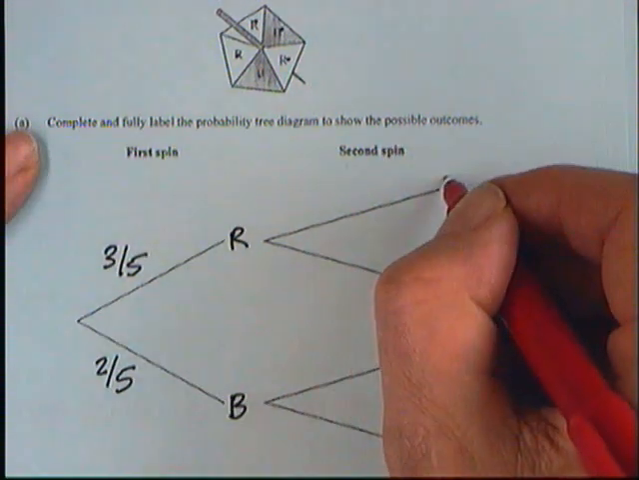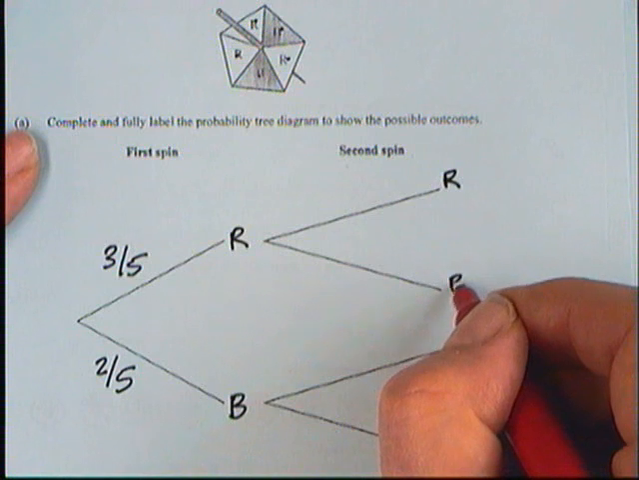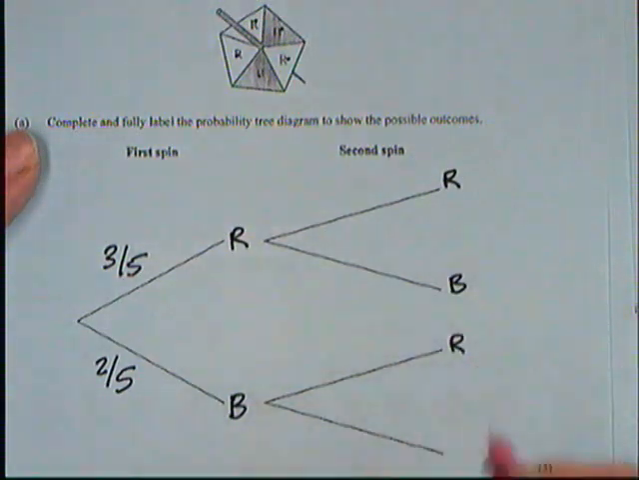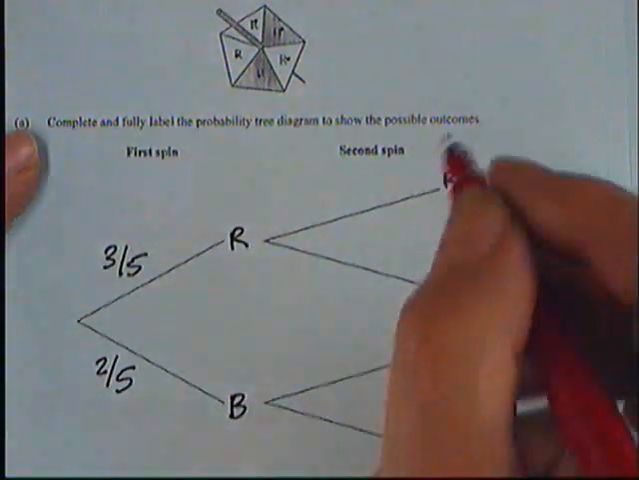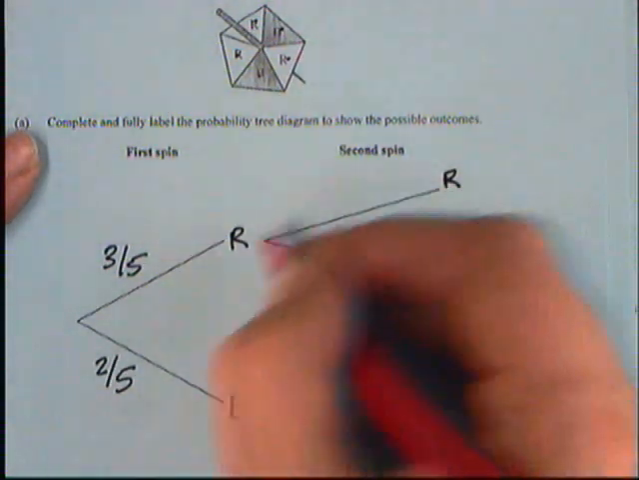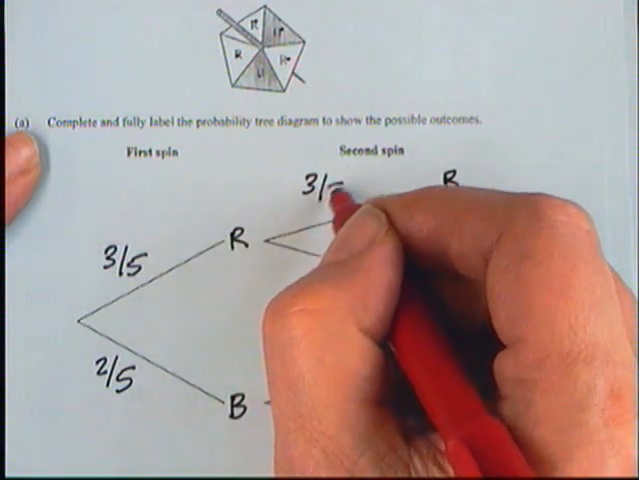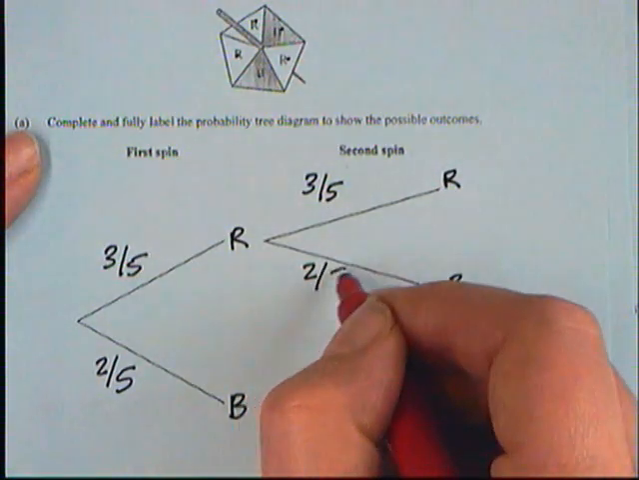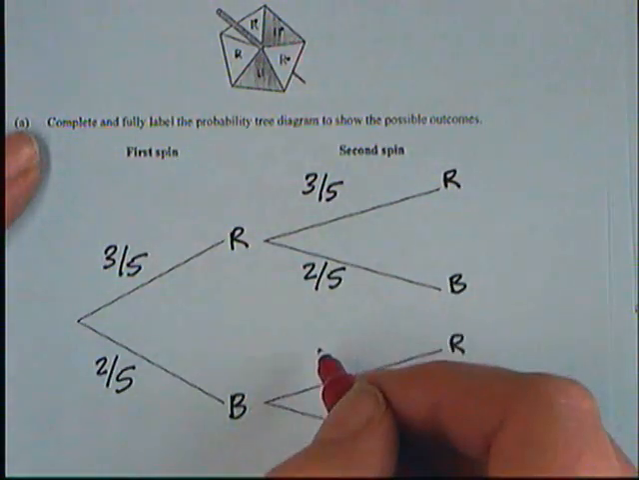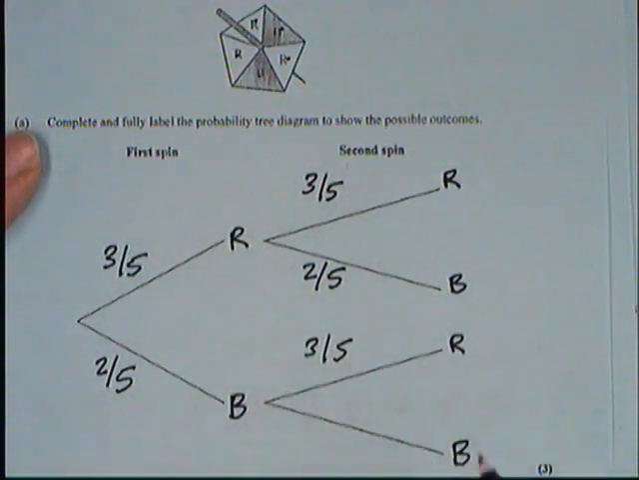Again, if he spins it twice, we'll have red up here and blue here, and the same probability to here, red, blue. The probability of getting a red is still 3/5, and of getting a blue is 2/5, and of getting a red here is 3/5, and the blue is 2/5.